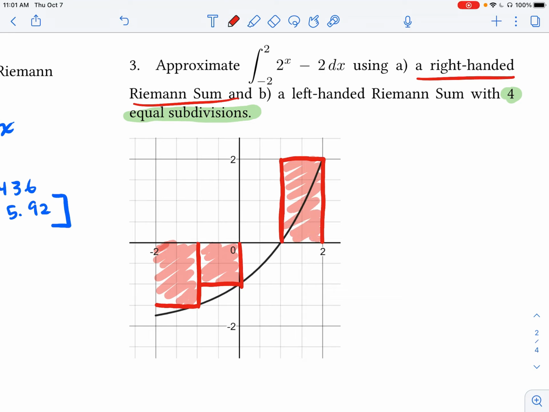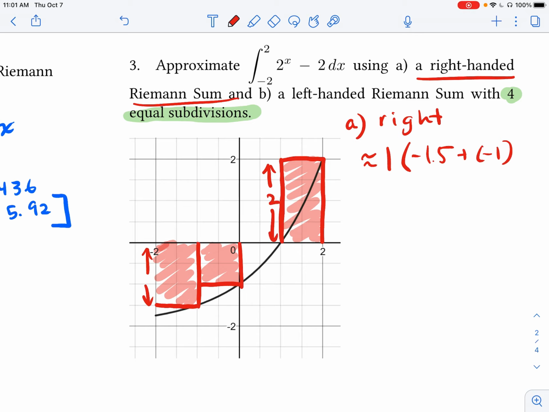And then evaluating the function, so here for the right-handed, again, we're doing the right-handed Riemann sum. Each rectangle has a width of 1, not a height. So we're going to say 1. And now we're going to take these heights here of each rectangle. This one here is negative 1.5 since we're below the x-axis, plus negative 1. And this one over here has a height of positive 2. So plus positive 2. So this one comes out to approximately negative 1/2.